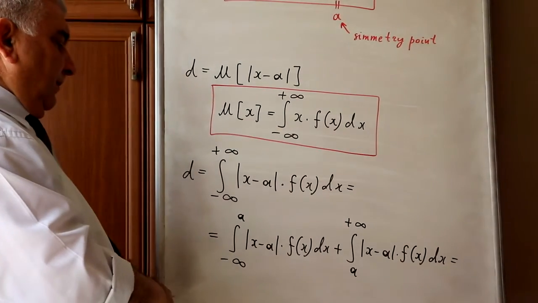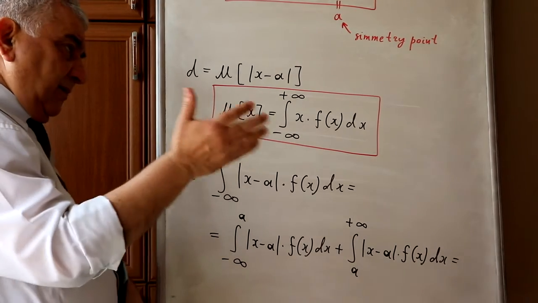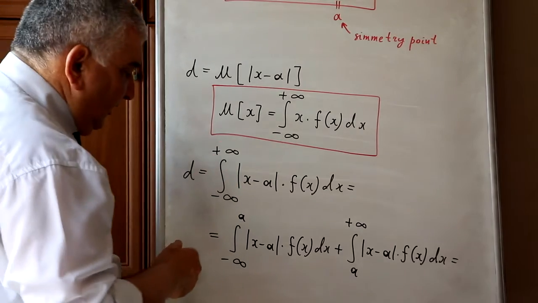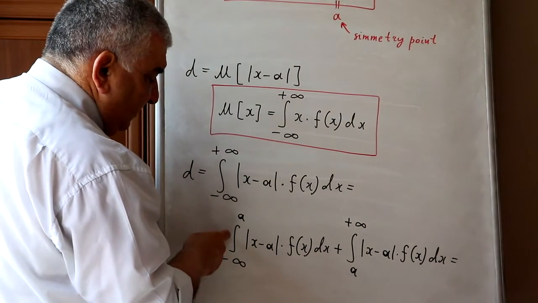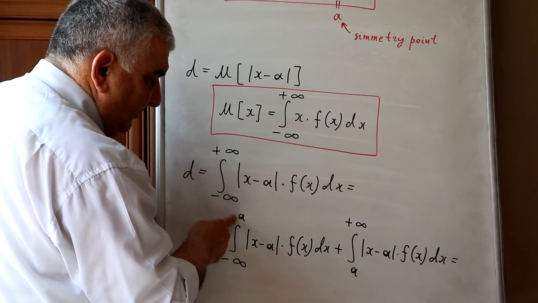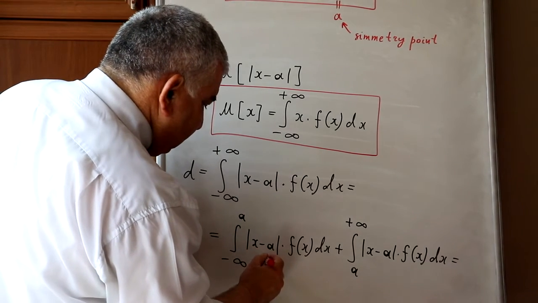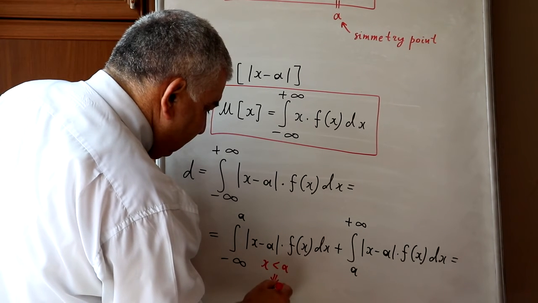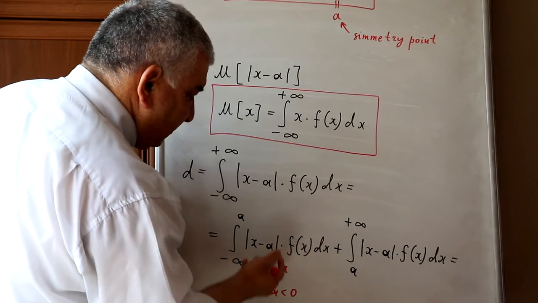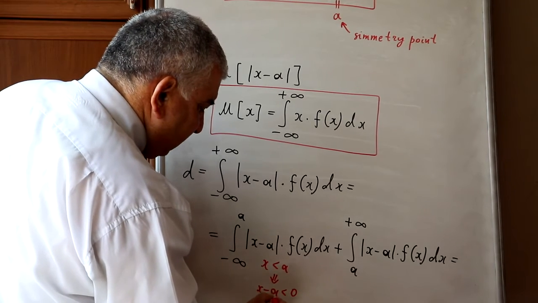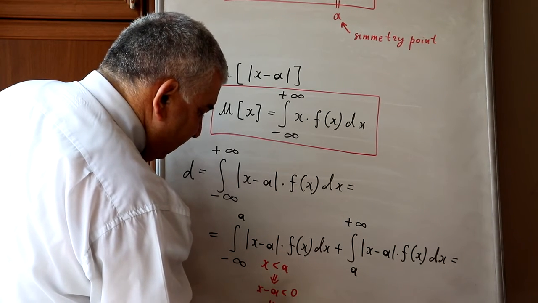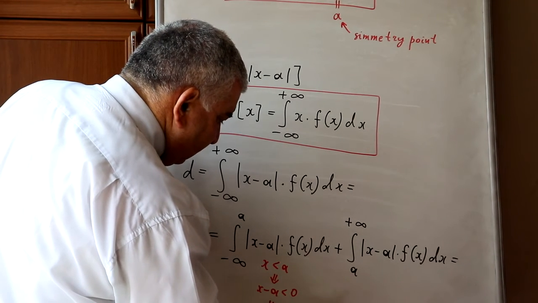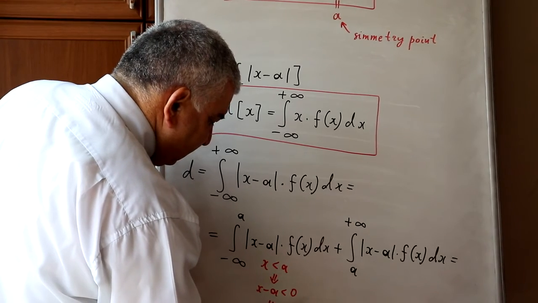Then remember the definition of modulus or absolute value. Here in this integral x is less than a. If x is less than a, then x minus a is less than 0, and according to the definition of modulus, it means modulus x minus a is equal to minus (x minus a), or equals a minus x.